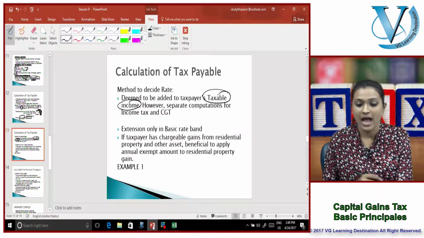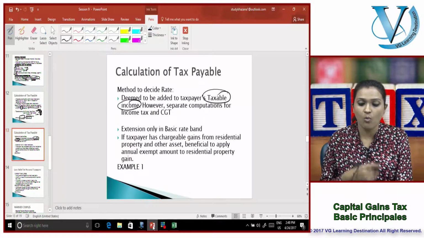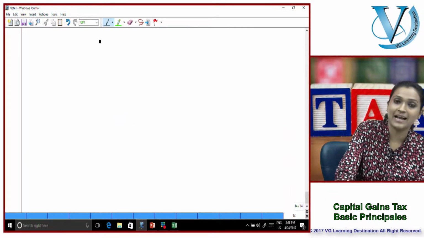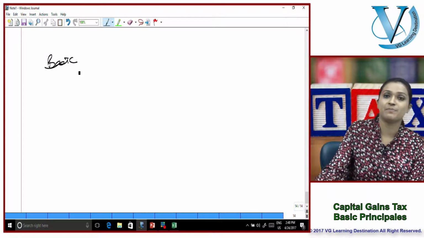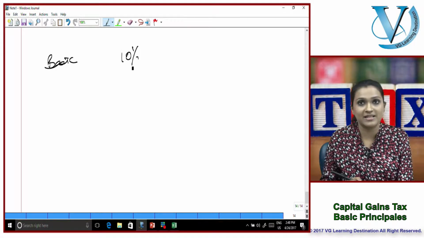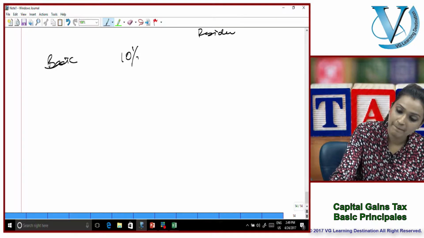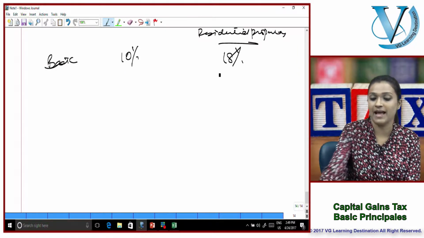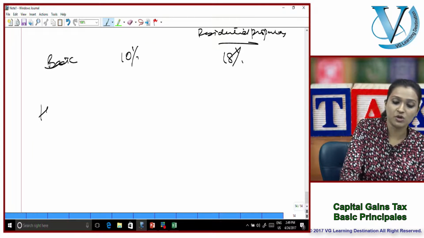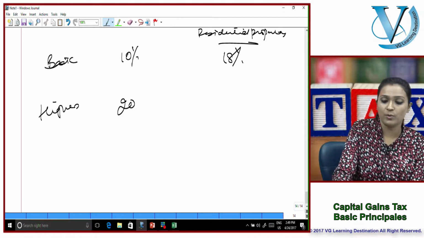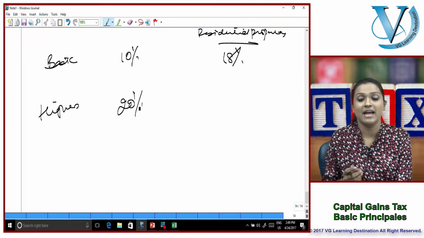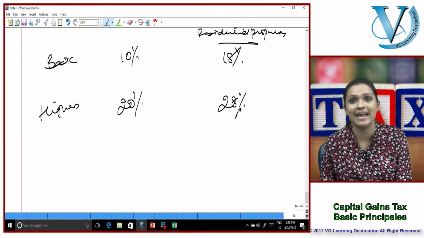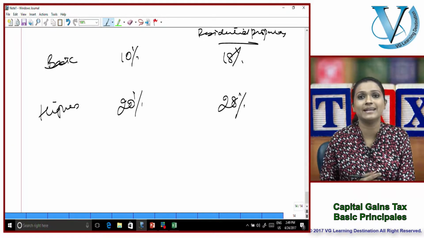So let's have a look at how we do it. Let me just put it here. A basic rate taxpayer pays 10% tax, and 18% tax if it's a residential property. If you're a higher rate taxpayer, you pay 20% tax on any normal asset, and if it's a residential property disposal, you're charged at 28%. How best do you think we can tax plan?